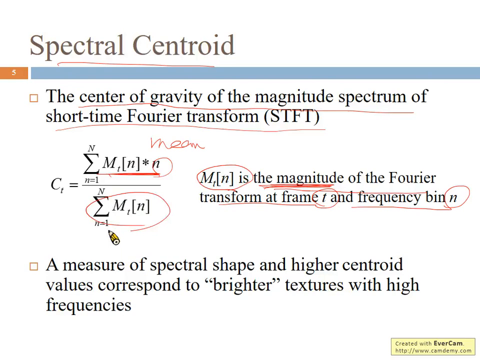And this is a normalization factor. And this is a measure for describing the spectral shape, and a higher centroid value corresponds to a brighter texture with high frequency. Therefore, we also describe the spectral centroid as brightness. We have mentioned this before.